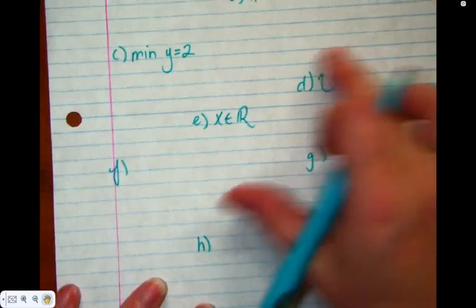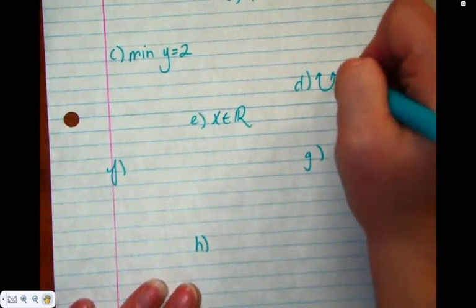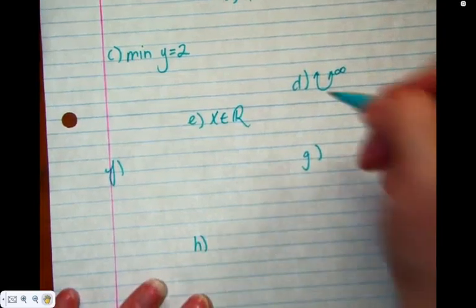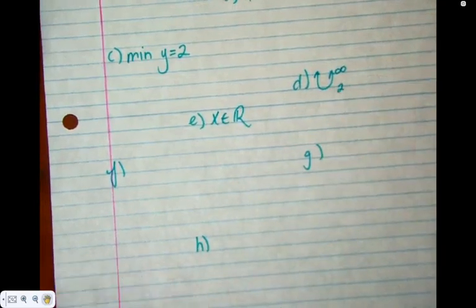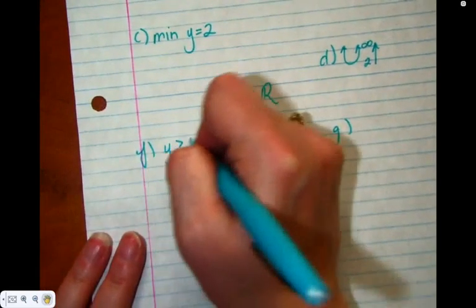I'll show you how my brain goes through the range when it's pointing up. When I have arrows pointing up, I know the highest value is infinity. Then I go down to the min and I know it's 2. How do I say all the values from 2 to infinity? Y is greater than or equal to 2.